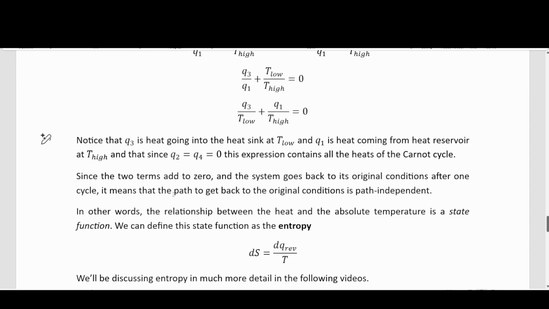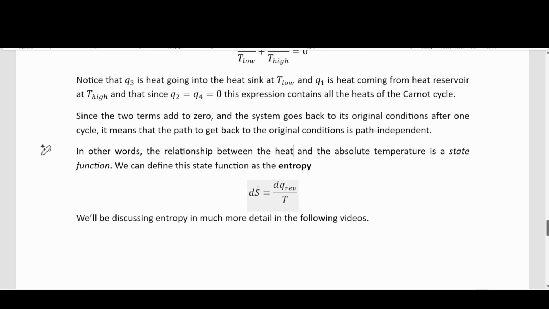Since the two terms add to 0 and the system goes back to its original conditions after one cycle, it means that the path to get back to the original conditions is path independent. In other words, the relationship between the heat and absolute temperature is a state function. We can define the state function as the entropy, and so we call that S. We'll be discussing entropy in much more detail in the following videos.